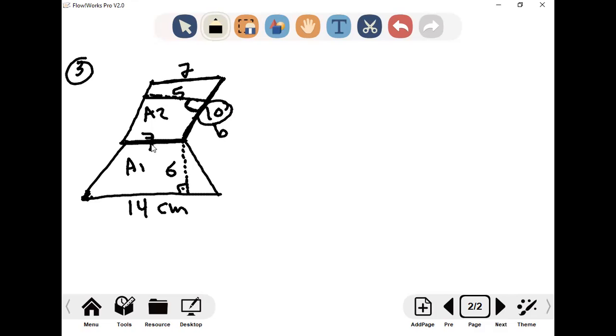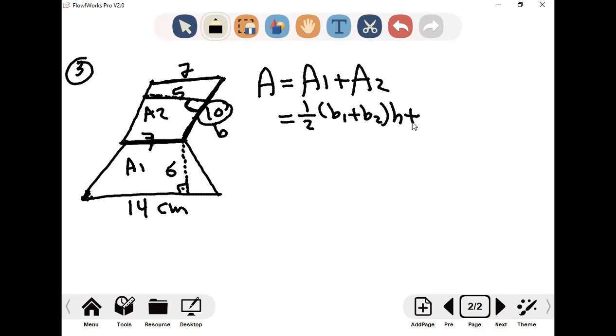Okay? Good boys. Now let's calculate. A equals A1 plus A2. A1 is the trapezoid, the formula is half times B1 plus B2, times the height, plus A2, base times height, right? These formulas we wrote yesterday. So this is equal. Apply now. Half, base 1 is 14, base 2 is 7, multiply the height of the trapezoid, 6, plus 10, not 7, multiply 5.